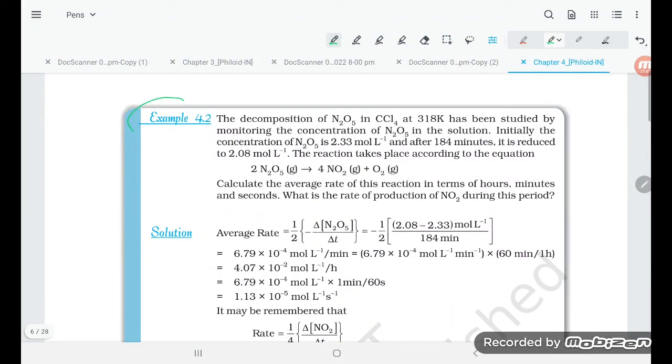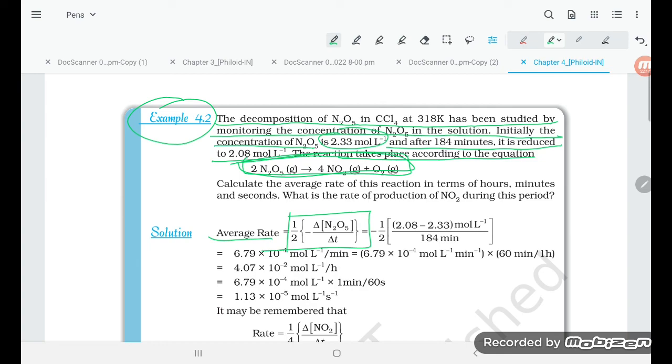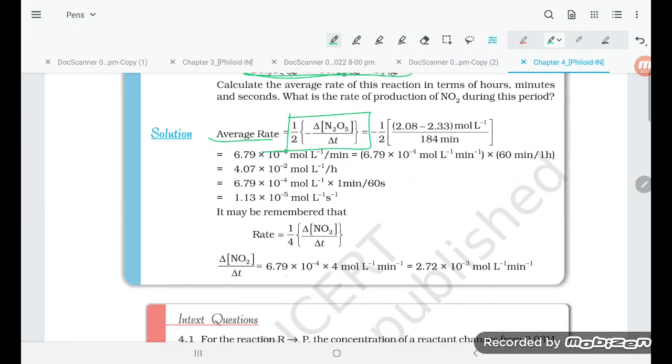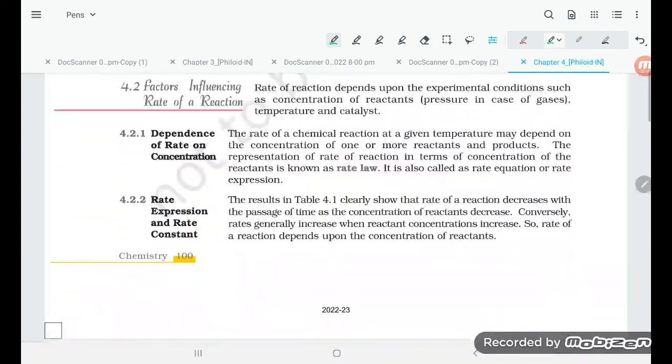Now student, go for question number 4.2. The decomposition of N2O5 in CCl4 at 318 Kelvin has been studied by monitoring the concentration of N2O5 in the solution. Initially the concentration of N2O5 is 2.33 mole per liter, and after 184 minutes it is reduced to this much. The reaction takes place according to this equation. So the stoichiometric coefficient is given, so you can calculate the average rate. After plugging in the values, you will get the answer.